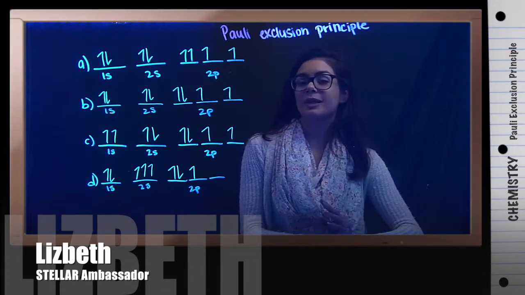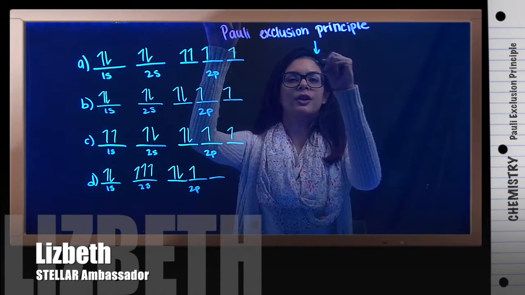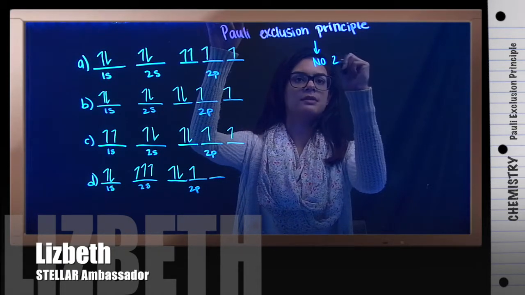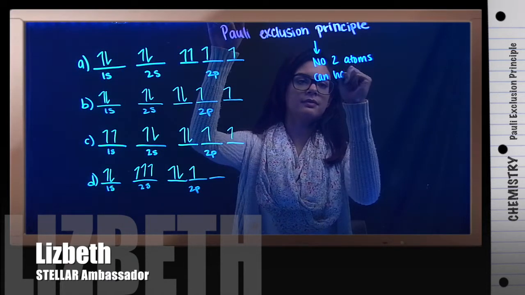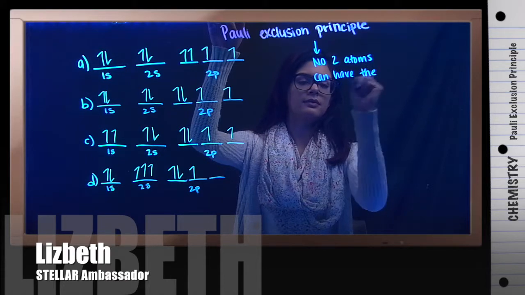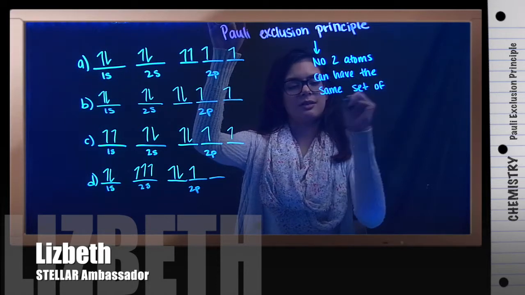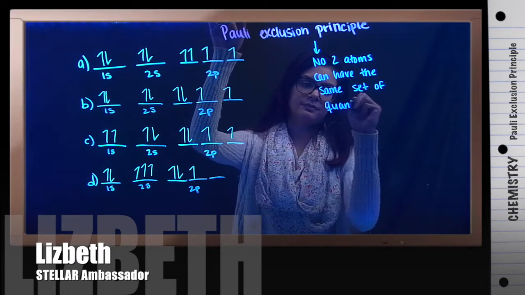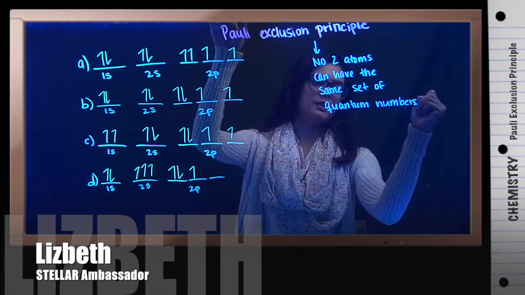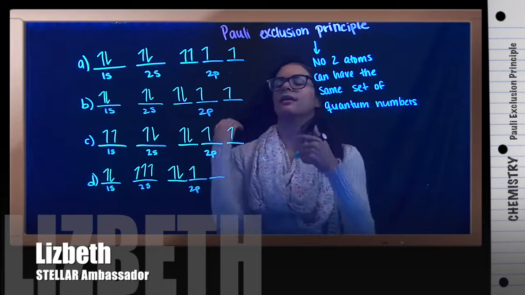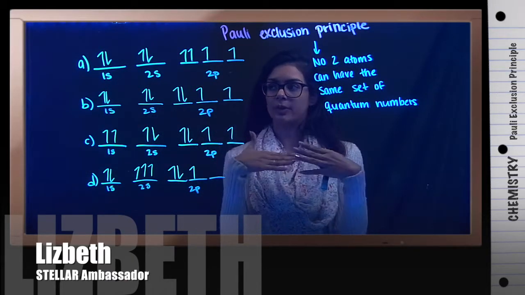So first, let's talk about what the Pauli Exclusion principle is. What this means is that no two elements or no two atoms can have the same set of quantum numbers. So this means that no two arrows can be in the same direction, in the same orbital.